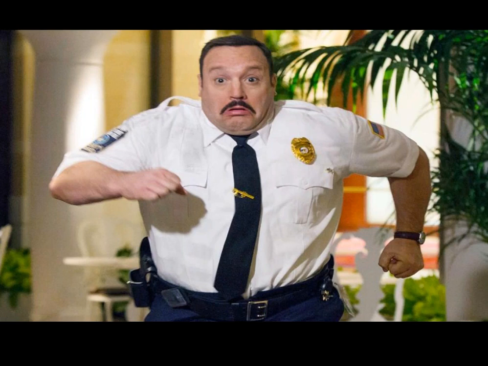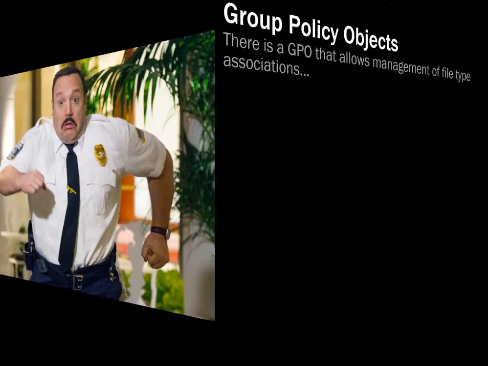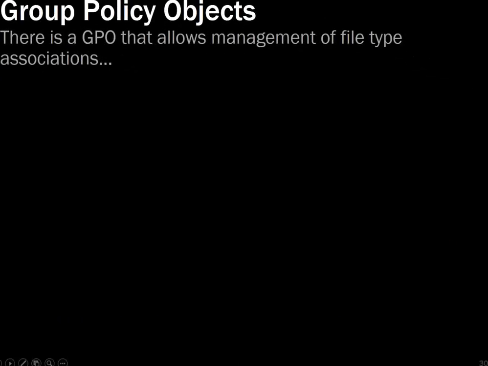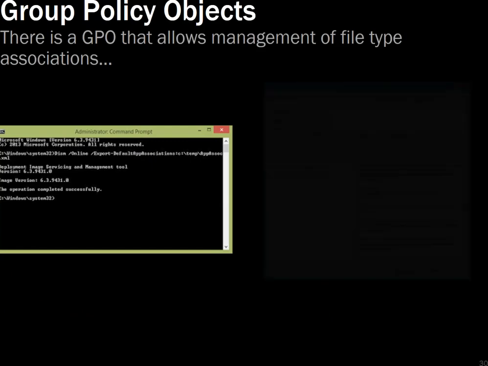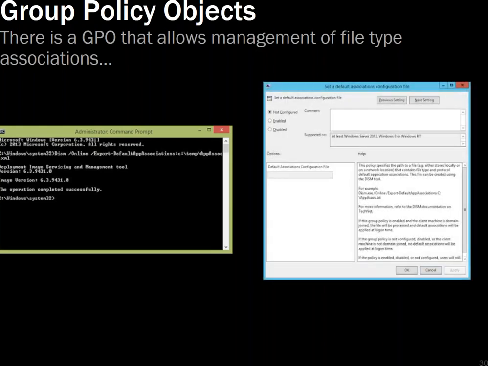But anyway, what they did say was, well, you are aware that there's a group policy object you can use to manage file type associations. And I said, really? Excellent. Let me see it. So I went and dug for it. Basically what you do is you use the DISM command to spit out an XML file once you've configured all your file type associations. And then you put that XML file in a file share or local to the machine. And then you set this group policy object called Set a default associations configuration file, which then when the user logs in will overwrite the defined file type associations with the ones that you set up, which sounds good.